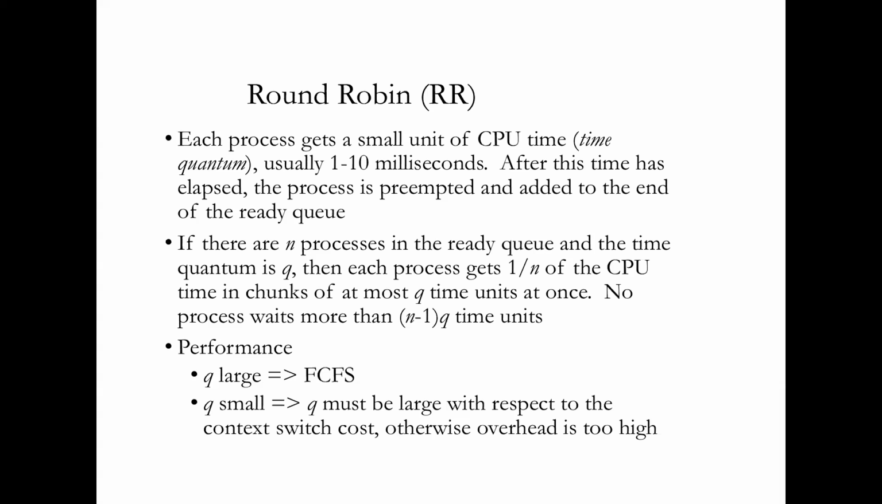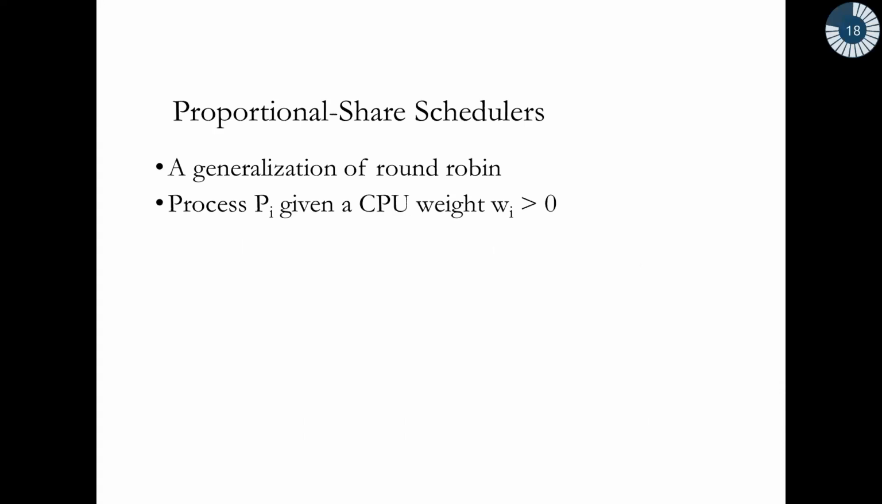So now let's look today at some other variations of scheduling, such as proportional share schedulers. This is just a generalization of round robin. A process is given some weight. I don't remember if it was this section or the other section, but somebody asked last time about priorities. We can correlate that with weights for tasks. So we give a larger weight to a process if it has a higher priority.